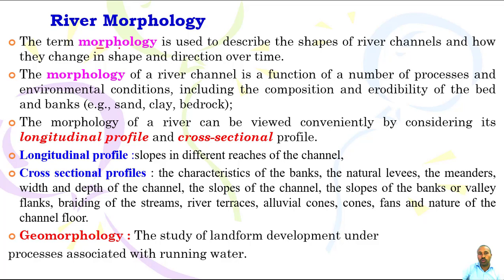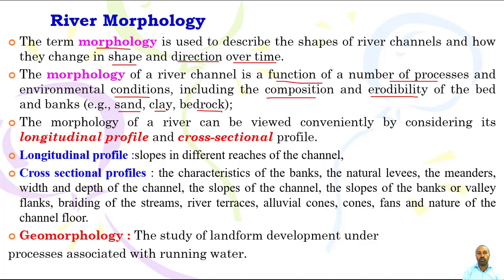The term morphology is used to describe the shape of river channels and how they change in shape and direction over a certain period of time. So the shape and direction of a river will be seen. The morphology of a river channel is a function of a number of processes and environmental conditions, including the composition and erodibility of the bed and the sides of the bank of the river, for example sand, clay, sometimes bedrock.